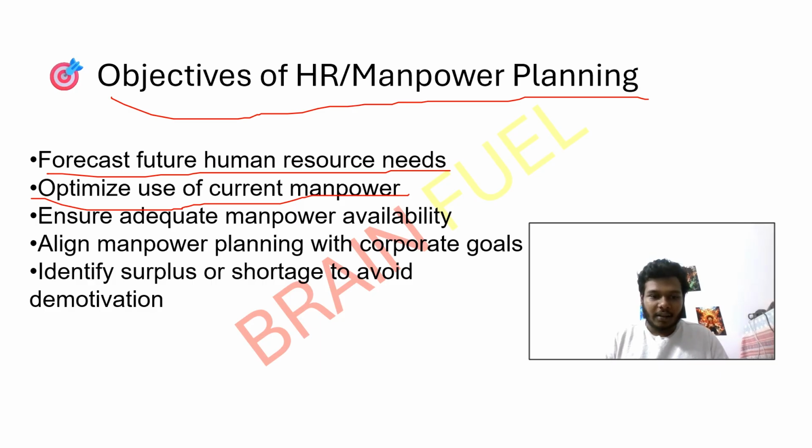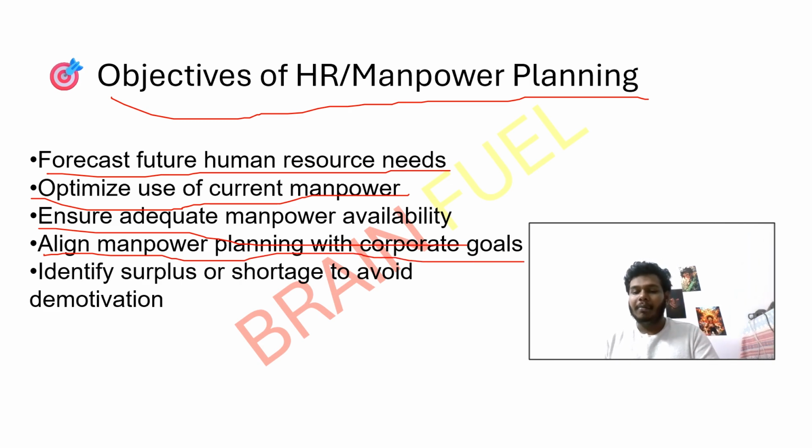Ensure adequate manpower availability. Align manpower planning with corporate goals. So here the goal is to make the building in 2 months. If 80 people work together according to the plan, so here aligning manpower planning, we require 80 people as planned, and the goal is to build the first floor within 2 months.